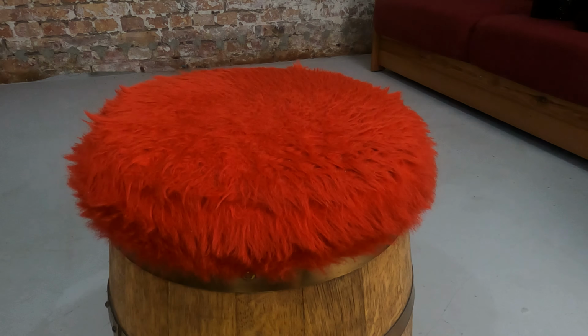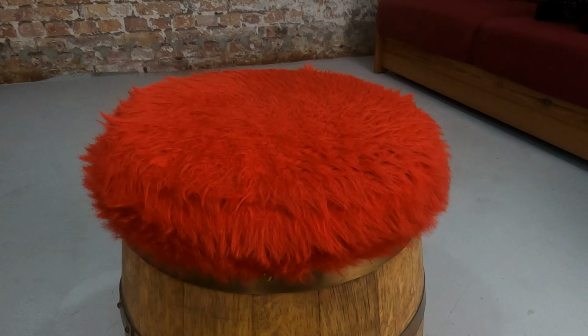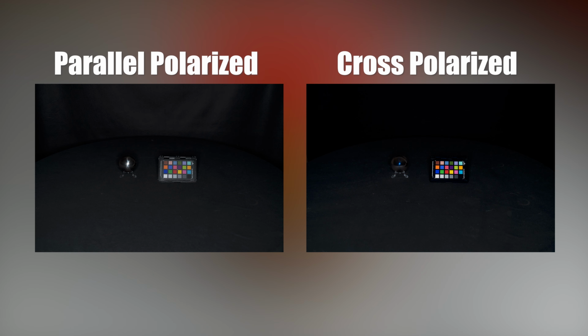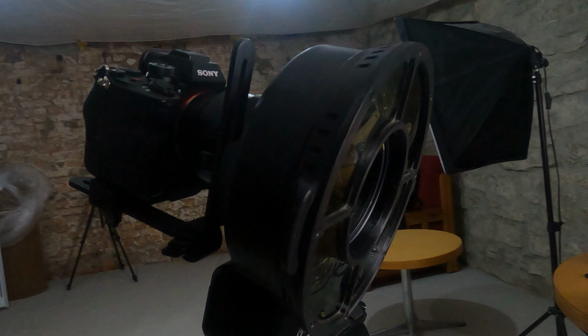To solve our problem with the reflections on the metal rings, we need to talk about polarization. Polarization is a technique used in photogrammetry to remove specular reflections from objects. To achieve this effect, two polarization filters are needed. One in front of our light source and one in front of our camera lens.